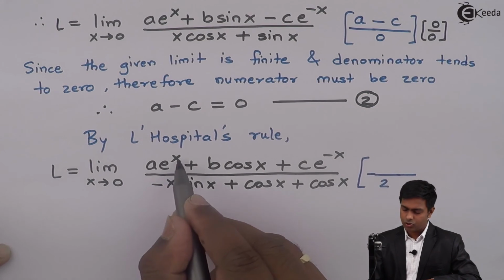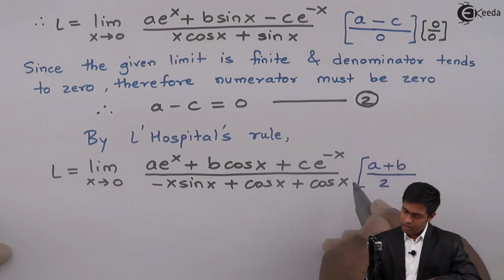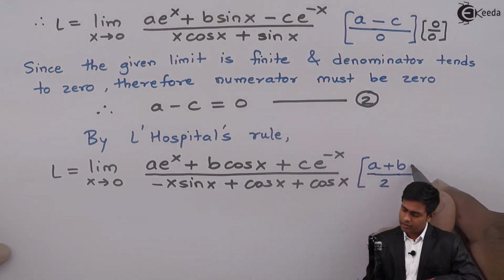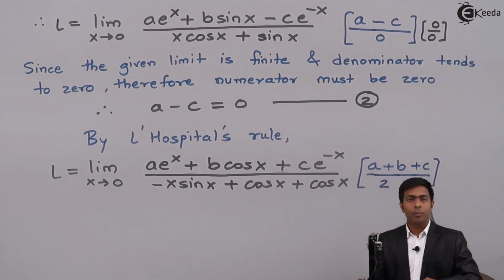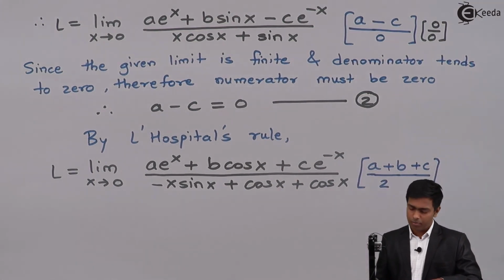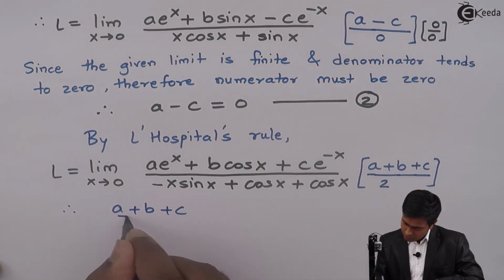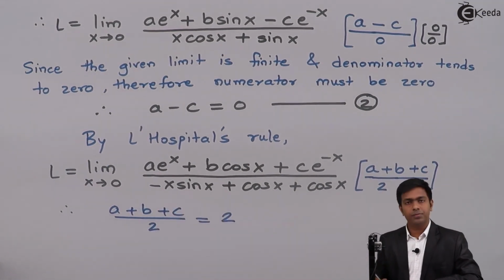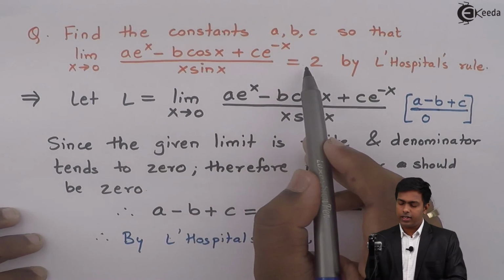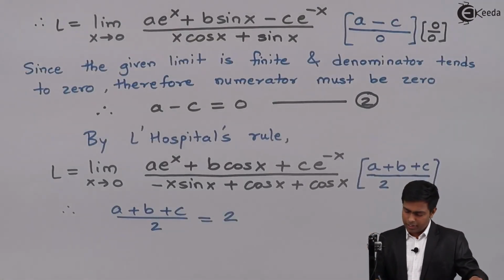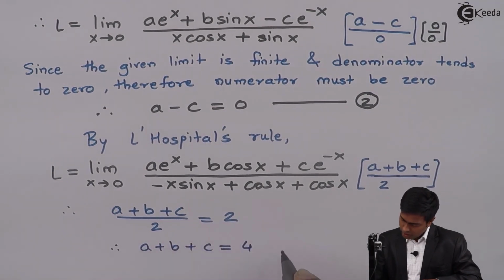And here in the numerator let's see what we are getting. So we will get e raised to 0 is 1, so a, cos 0 is 1, so we are getting b, and e raised to 0 is 1, that is we are getting c. It means now we are getting the finite limit, and this limit must be equal to 2 because that is given in the problem. So here I can say, therefore, a plus b plus c upon 2 is equal to 2, because here it is given that if the limit is finite, then the value of that limit is equal to 2. And by solving this we will get a plus b plus c is equal to 4, and that is equation number 3.